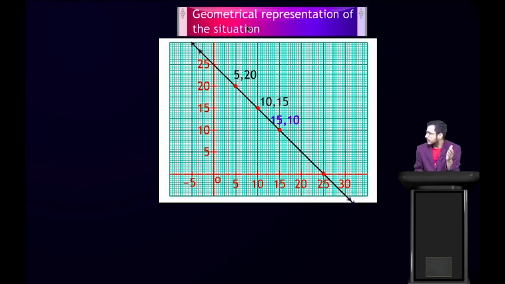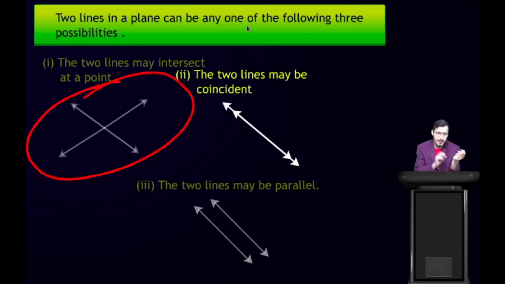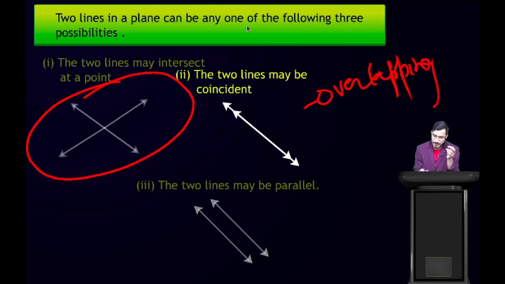Okay, so in this case we have three cases. Two lines in a plane can be in any one of the following three possibilities. First possibility: the two lines may intersect at a point, only one point. And second case, yes, the two lines may be coincident. Coincident means overlapping. You can see both the lines are overlapping here.